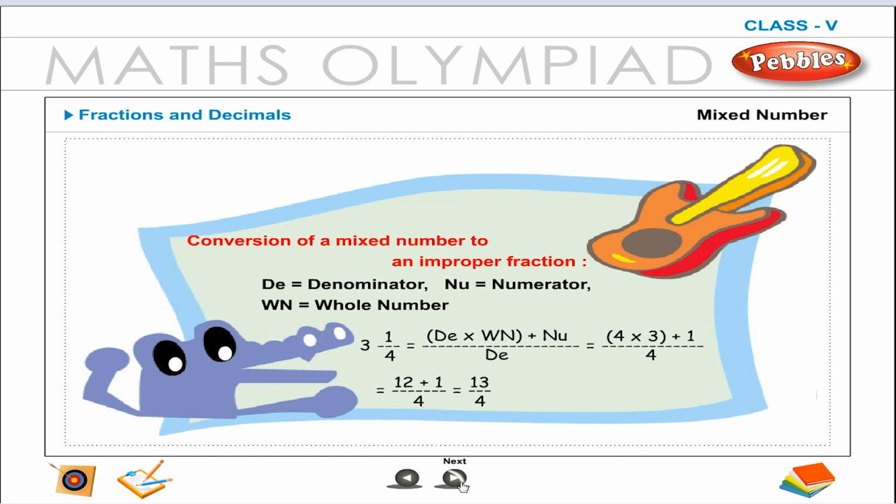DE is equal to denominator. NU is equal to numerator. WN is equal to whole number. 3 1 by 4 is equal to, within brackets, DE into WN close brackets plus NU divided by DE, which is equal to, within brackets, 4 into 3 close brackets plus 1 divided by 4, which is equal to 12 plus 1 by 4, which is equal to 13 by 4.